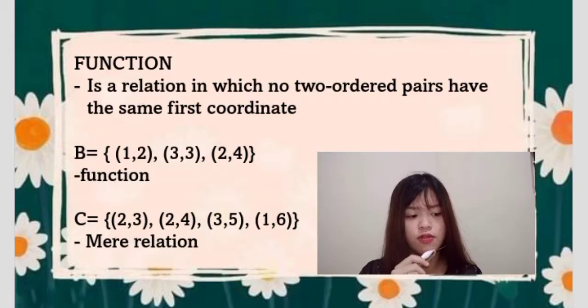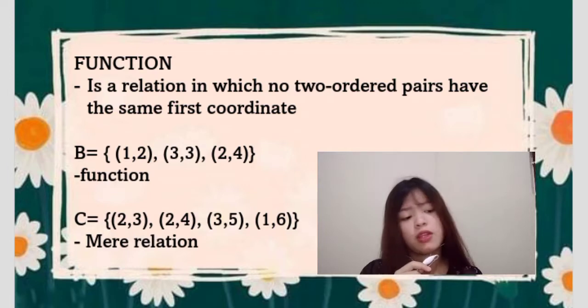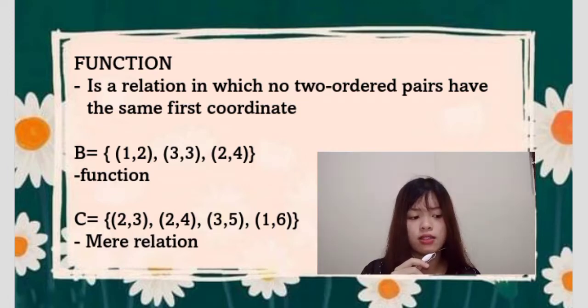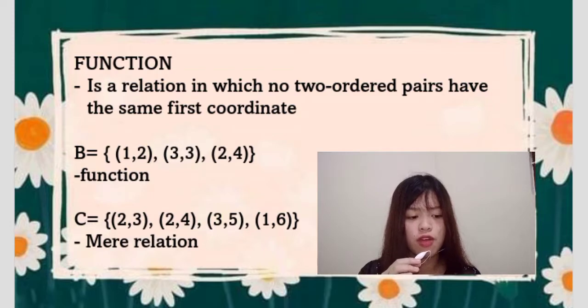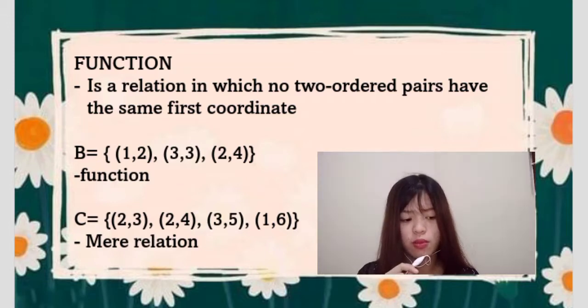So, next natin is function. A function is a relation in which no two ordered pairs have the same first coordinate. Dapat daw dito walang magkamukha sa first coordinate nila. Kung napansin nyo dito, yung function like 1, 3, 2, walang magkamukha, di ba? Pag relation, mayroong magkamukha, it's like 2, 2, 3, and 1. Mapapansin nyo yan sa example natin sa monitor.